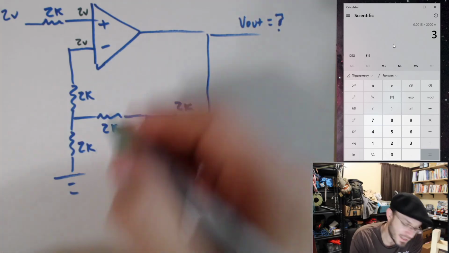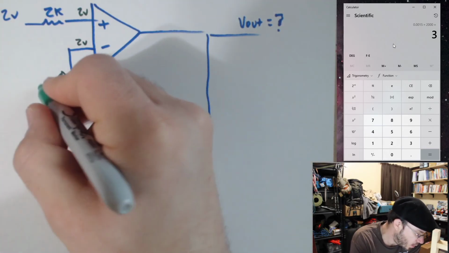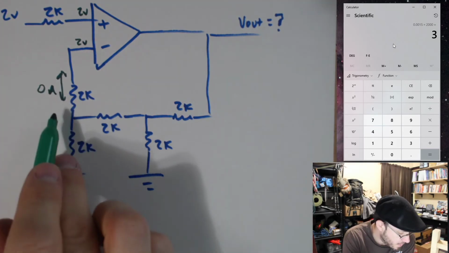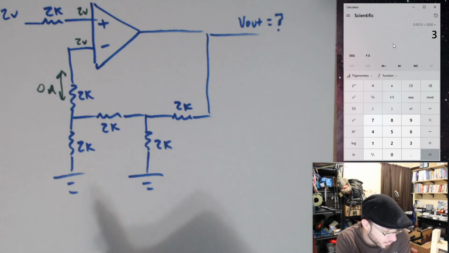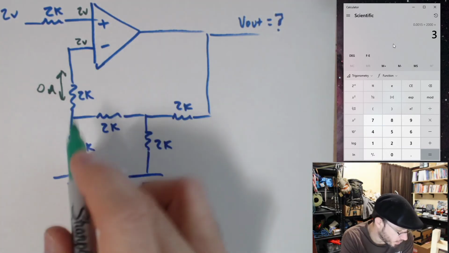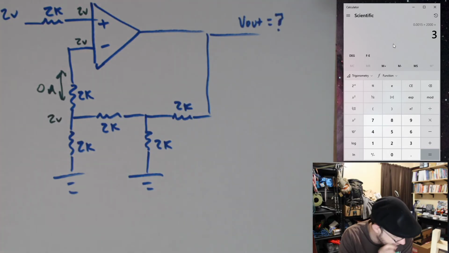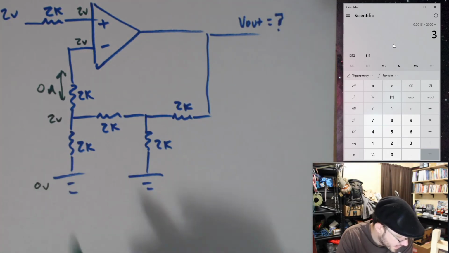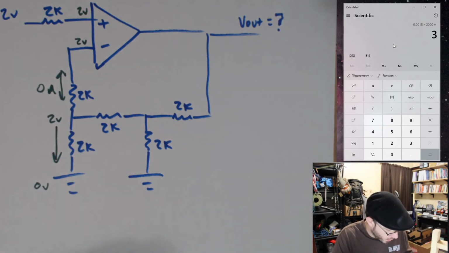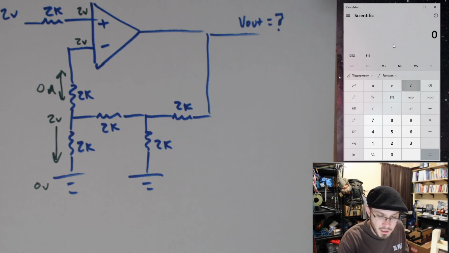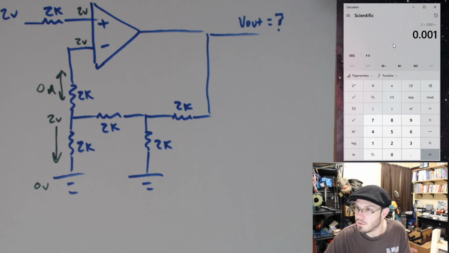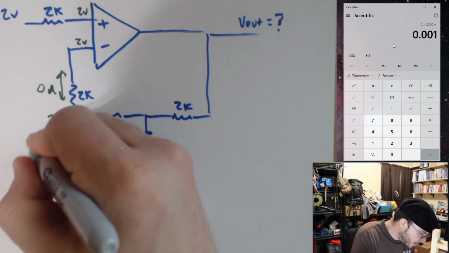Okay, now again, 0 current going in or out of any of our inputs. So I have 0 amps here, 0 volt drop across this 2K. If this is 2 volts, then this should be 2 volts. Now I have 0 volts on this side, so I have a 2 volt drop across the 2K. Current therefore is going that way. And what's the value of that current? Well, it's just going to be 2 volts divided by 2K, just using Ohm's law, 1 milliamp.